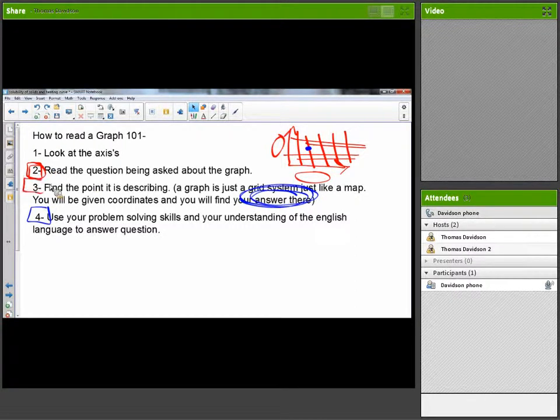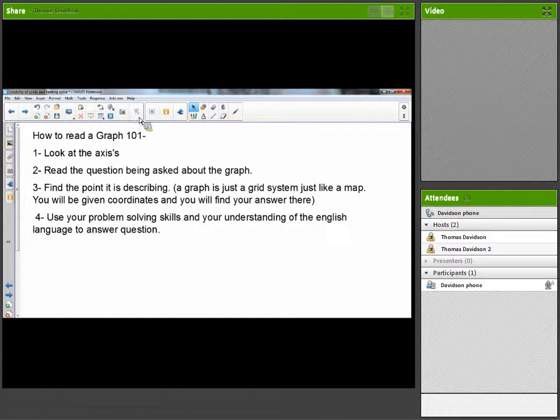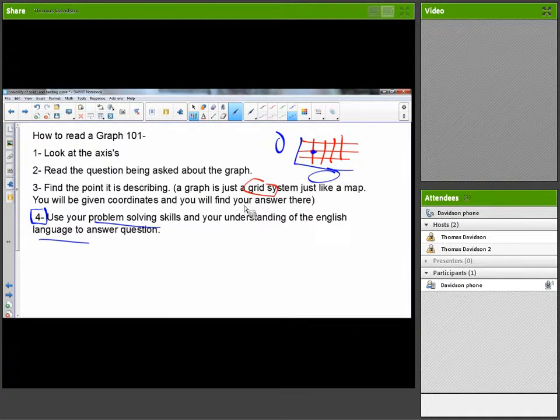So number 3, find the point it is describing, meaning the question. All right? A graph, I'm going to get rid of all this. A graph is just a grid system. That's what that picture was. Okay? It's just setting up a grid like a map, north, south, east, and west. All right? You will be given coordinates. And guess what lives at those coordinates most of the time? The answer, or at least something that will help you to get the answer. All right? Then, number 4, if it isn't just plain out the answer, you have to use your problem-solving skills and your understanding of the English language to answer the question. Okay, so read axes, read question, find the point it describes, and then try and reason your way through the problem.